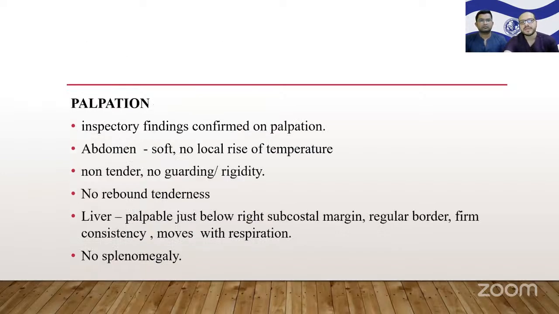Palpation. The inspectory findings were confirmed on palpation. The abdomen was soft with no local rise of temperature, non-tender, no guarding or rigidity, no rebound tenderness. The liver was palpable just below the right subcostal margin with regular border, firm in consistency and moves with respiration. There was no splenomegaly.